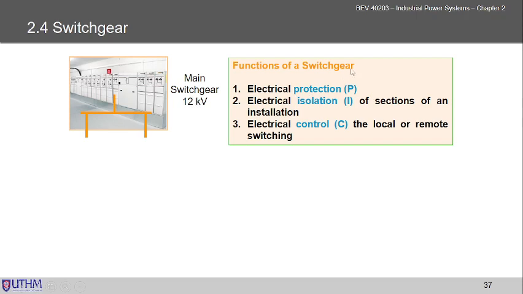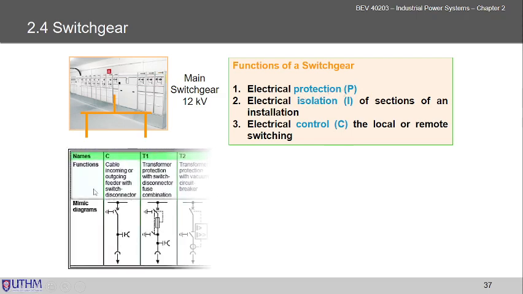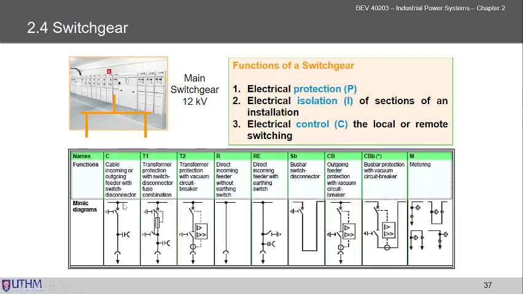Okay, so the function of the switchgear is the PIC. The PIC is protection, isolation, and control. So it's a protection, no doubt. You have a lot of switches, disconnectors, or circuit breakers here, including vacuum circuit breaker types. So that is protection. For isolation, of course, you have the switching, and the switching is to isolate.